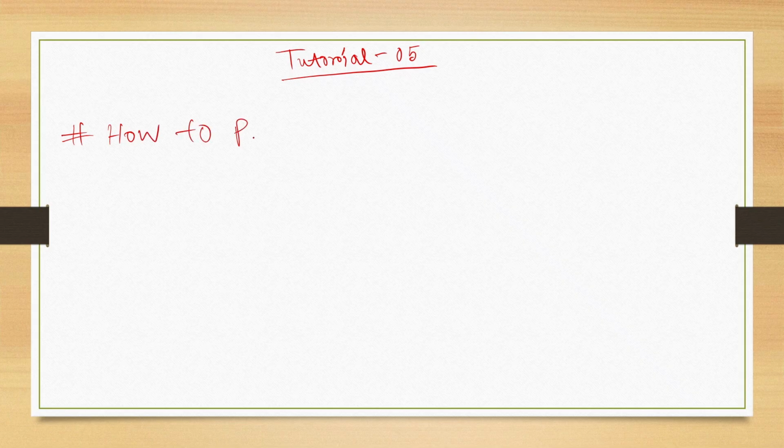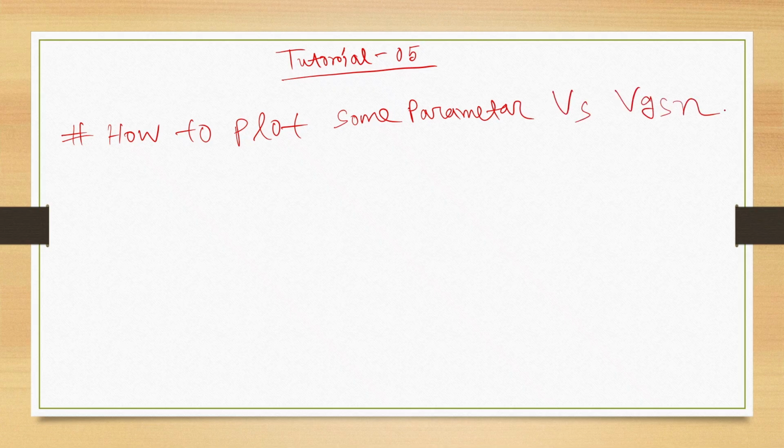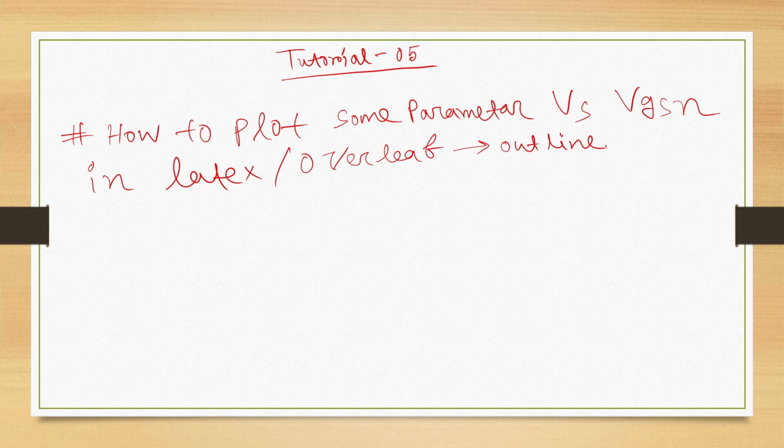how to plot some parameter versus the VGS of n in LaTeX or Overleaf. So basically this is the outline of today's class.